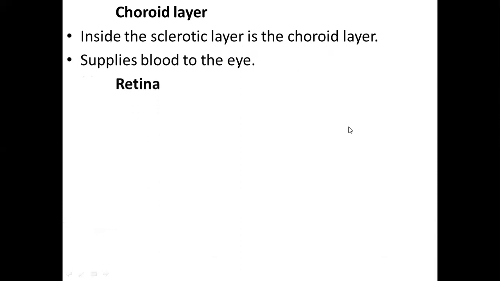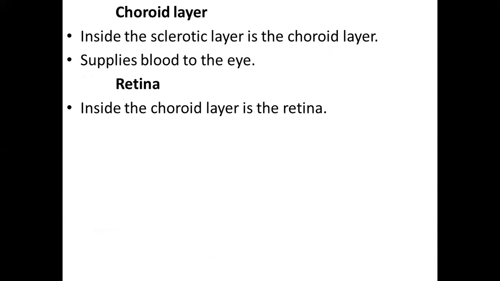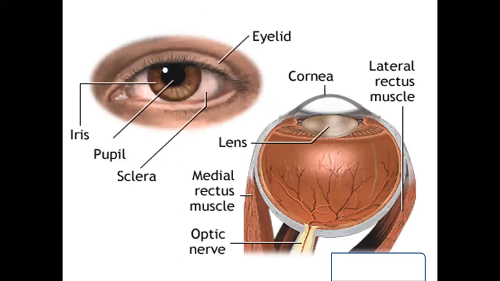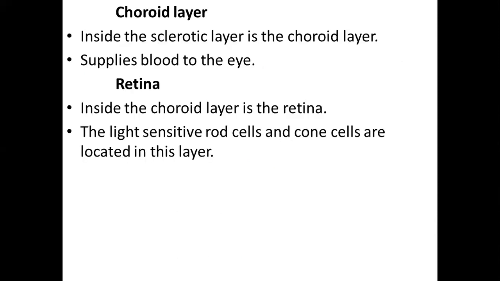Here, retina. Retina means the layer inside the choroid layer. The light sensitive rod cells and cone cells are located in this layer. Then write down this one, choroid layer and retina.